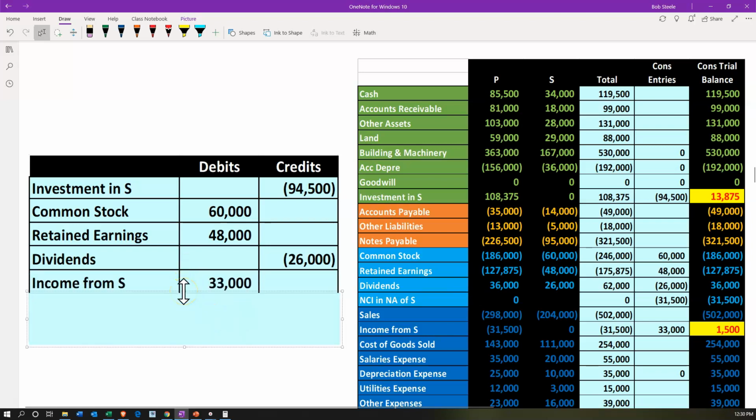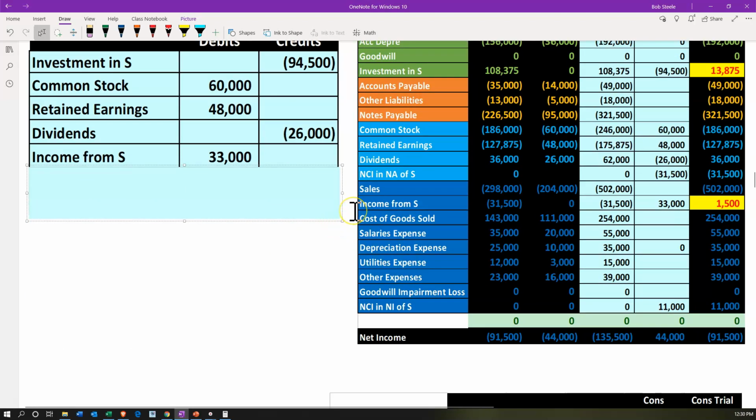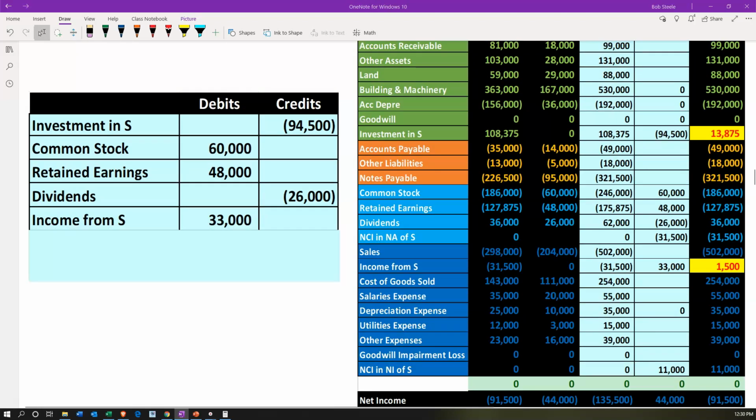Then we have the income from S. So income from S down below, what we're going to be taking there is not reversing. We're not going to be reversing the entire amount right now of the 31.5. What we do instead is just calculate kind of like the equity method for now, and then we will get this down to 0, but not at this point in time. So for this journal entry, we're going to say 44,000 times 0.75. That's going to be the 33,000.